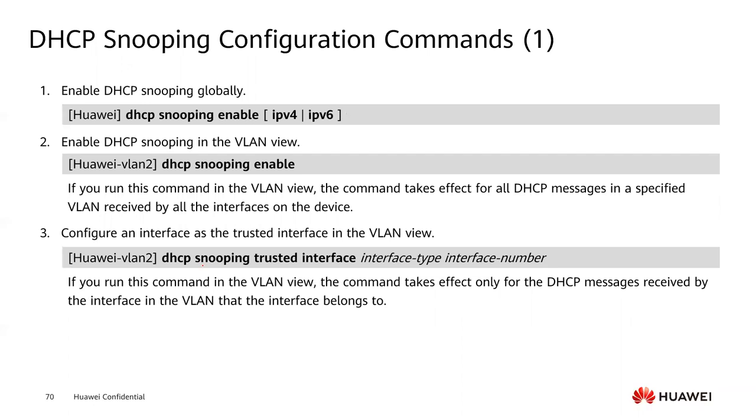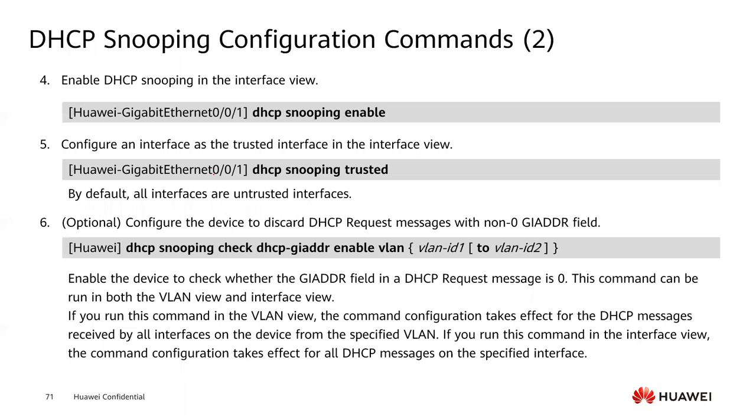Now let's look at the configurations for DHCP snooping. The first step is to enable DHCP snooping. We can enable these functions for IPv4 or IPv6. Then you can enable these functions inside the VLAN view. And then you need to set the interface that is connected to the real DHCP server to a DHCP trusted interface. And then you need to enable the interfaces that are connected to the clients. But you need to notice that all the interfaces, whether connected to the client or to the server, need to have these functions enabled.